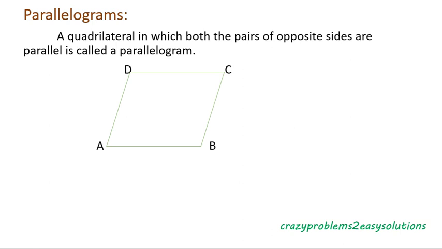Here ABCD is a quadrilateral. In this quadrilateral, the opposite sides are parallel. AB is parallel to CD, and AD is parallel to BC; BC is parallel to AD and DC is parallel to AB. So all the sides are parallel to their opposite sides. This is called a parallelogram.